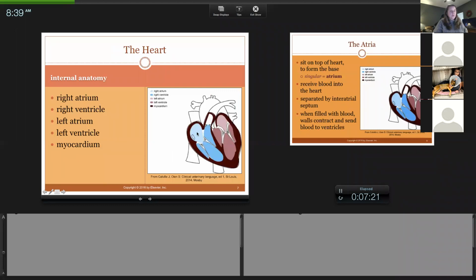Okay, there's no communication from the atria, and there's no communication to the ventricles. The atrium sends blood to the ventricle, but it does not send blood from one atrium to the other atrium. Okay, it's got to follow that coordinated flow.